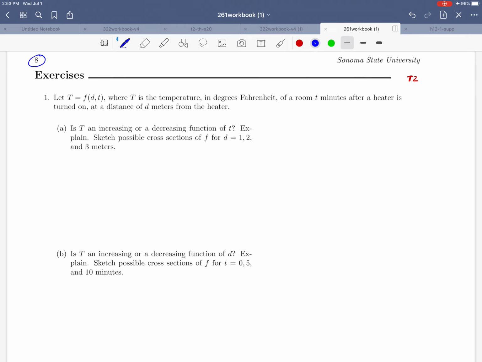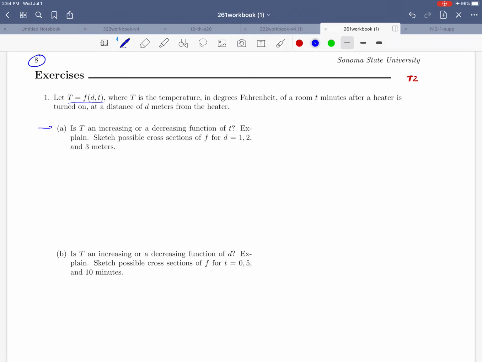So they're giving us a function capital T equals f of little d and little t. 3 variables involved. Capital T represents the temperature in degrees Fahrenheit of a room t minutes after a heater is turned on and at a distance of d meters from the heater. So we're keeping track of temperature, and temperature is going to depend on 2 different things. Number 1, how far we are away from the heater, that's the d, and number 2, little t, the amount of time that's gone by. All parts of this problem are about that situation.